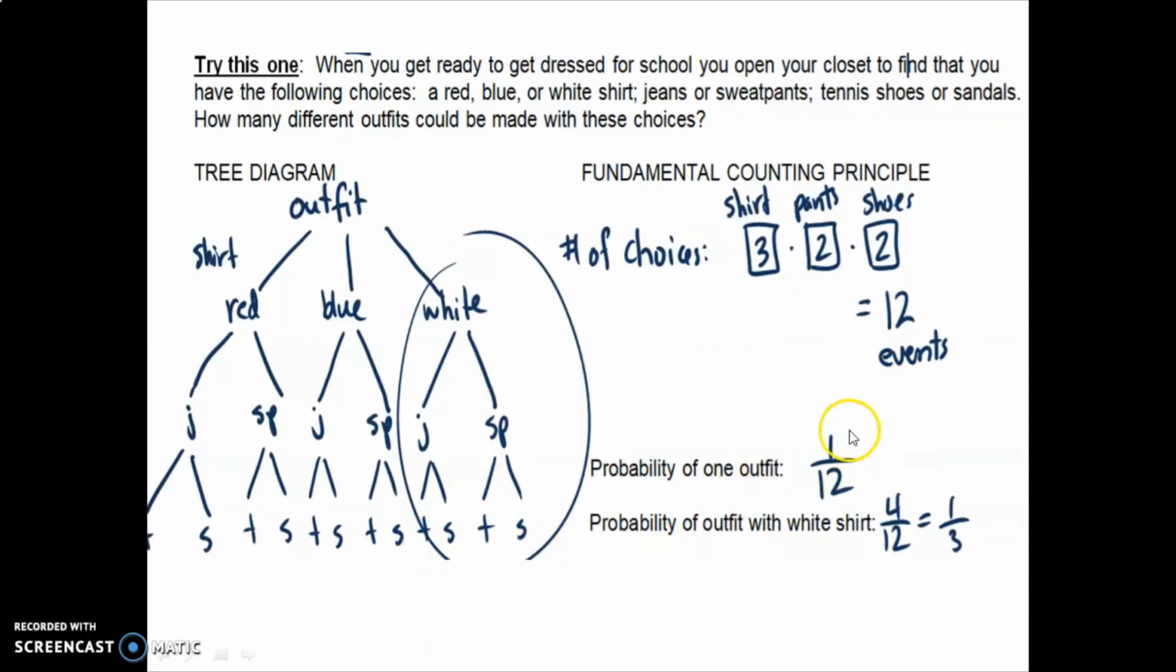So the probability of one outfit is 1 in 12. Again, we are assuming your probabilities of choosing these are random and therefore equal. So you have the same chance of choosing red, blue, white, and so on. 12 events, so one outfit has a 1 in 12 chance. Therefore, the probability of choosing an outfit with a white shirt: looking only at the white part here, at the end of a white shirt, you have 4 paths that branch out from the white shirt. So 4 of the 12 outfits are white shirt outfits, therefore 1 in 3.